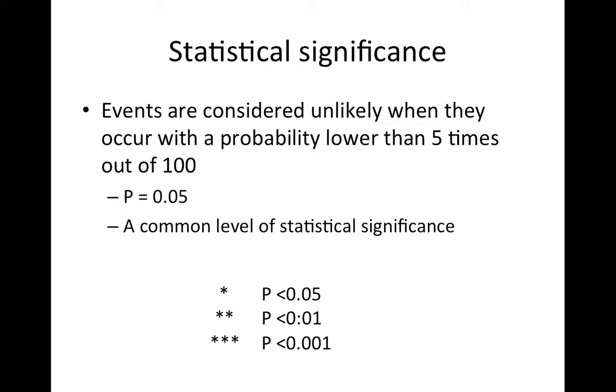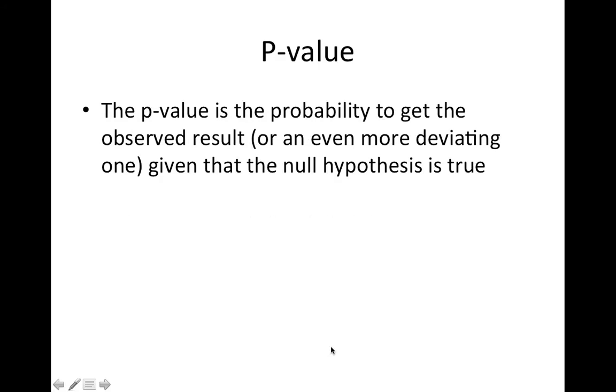And an event is considered to be unlikely when it occurs with a probability equal to or lower than 5 times out of 100. That is our significance level of 5%. And other common significance levels are 1% or 0.1%. And the definition of a p-value is the probability to get the observed result, or an even more deviating one, given that the null hypothesis is true. And we will come back to this definition many times over the course.